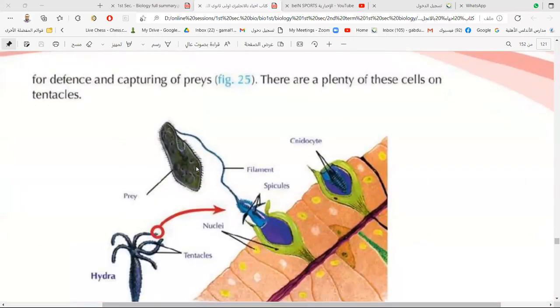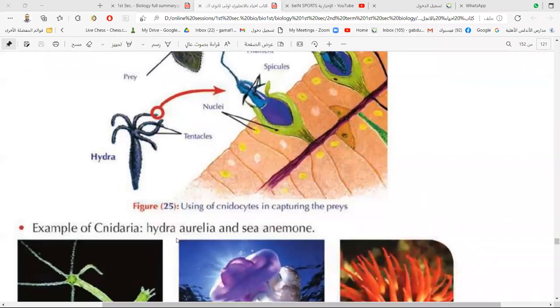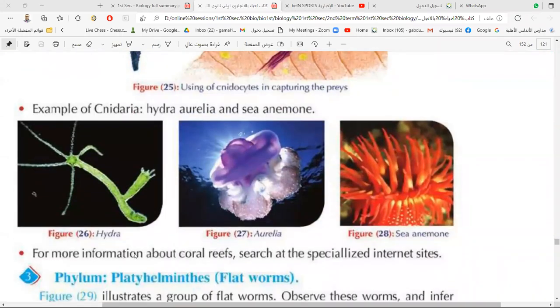Of course, the tentacles help in defense and help in capturing the food, capturing their prey. And there are plenty of these cells on the tentacles. On the tentacles, they have stinging cells. An example is Hydra, which we have studied before in grade 9. The hydra reproduces by budding. If you remember, it reproduces by asexual reproduction by budding.